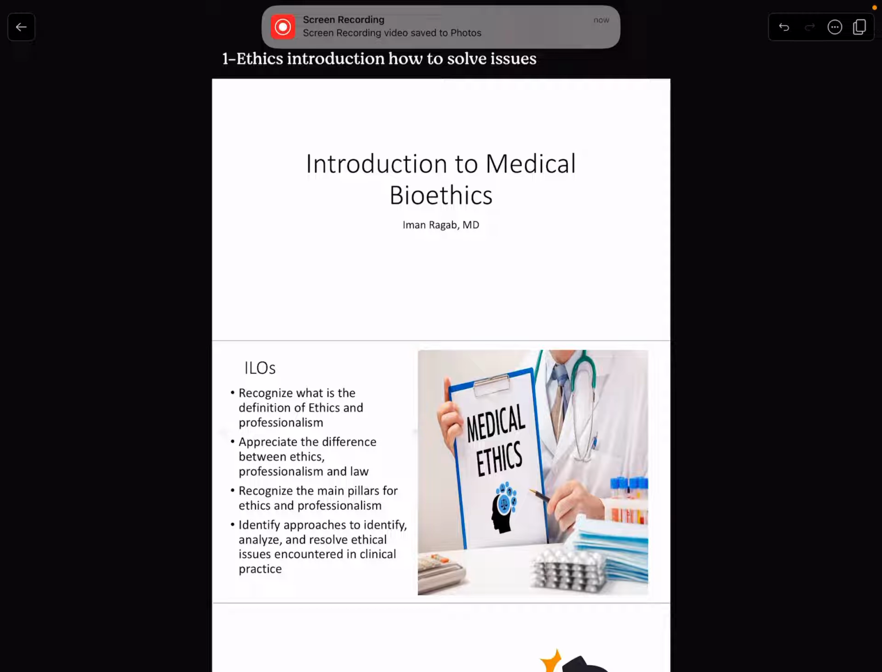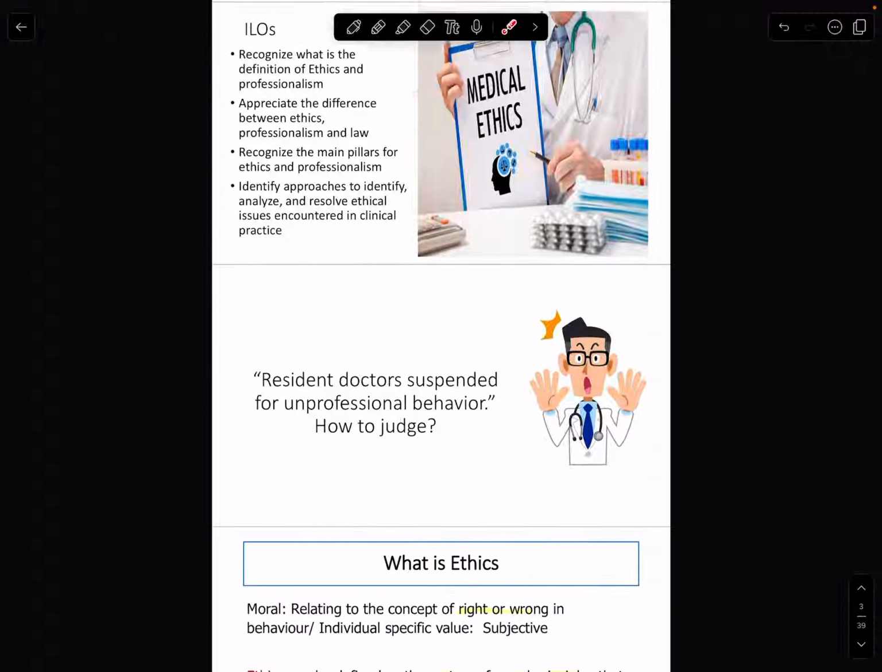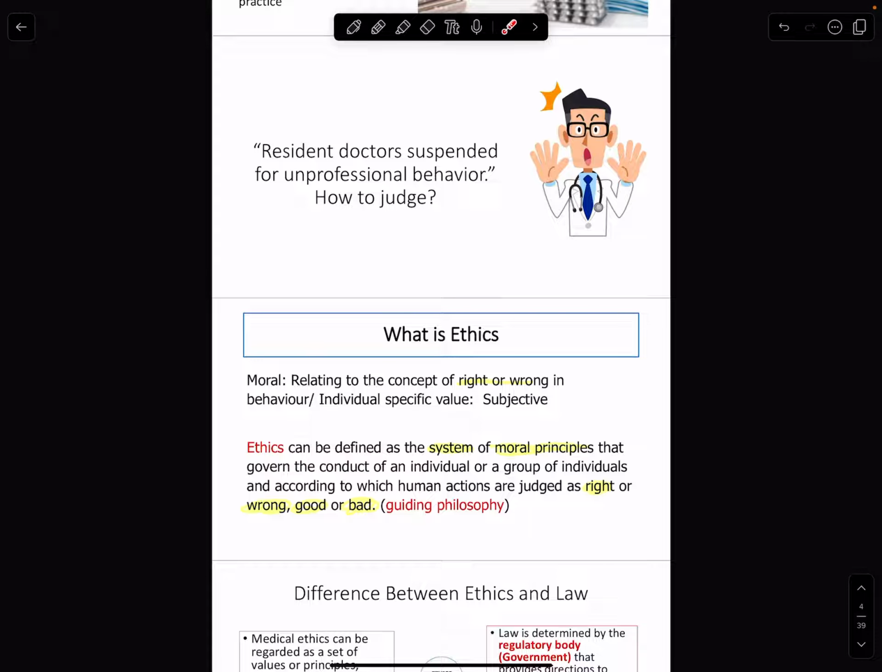All right, hello everyone. Today we're going to be talking about medical bioethics. So, before we go into medical bioethics, we need to understand what morality and ethics are. Morality is related to one's own thinking of what is right or wrong.